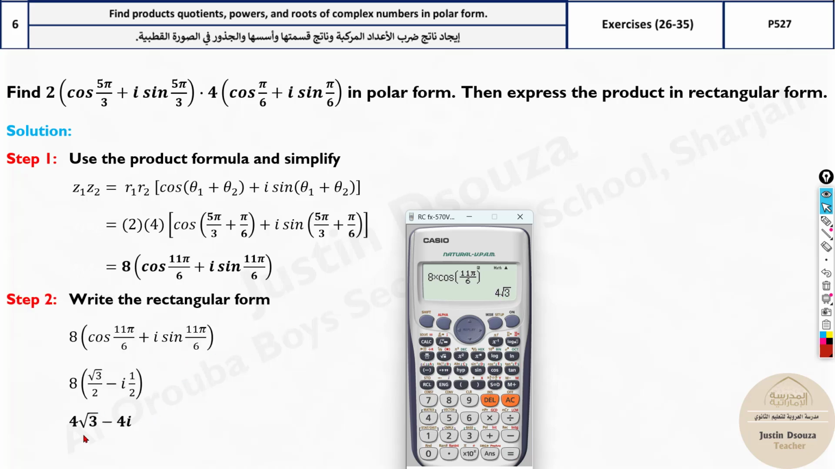You can see the first part, 4 root 3. You can directly jump to the answer because this is an MCQ question. And now only change this to sine, and that is the other answer. That is the imaginary part. But here you should add i. That's the only thing. Now let's do other problems.